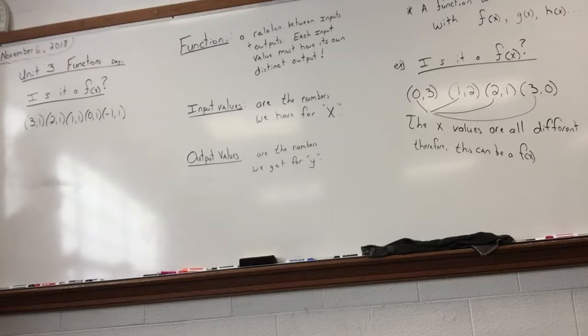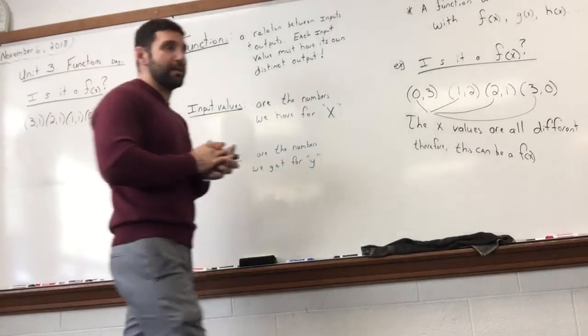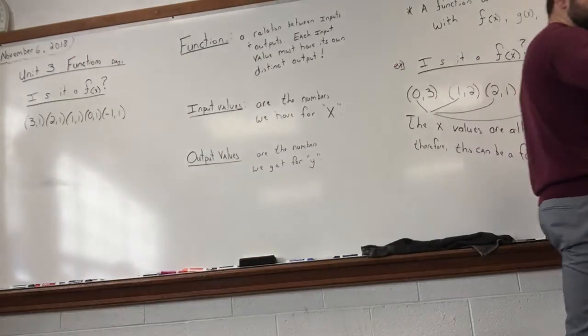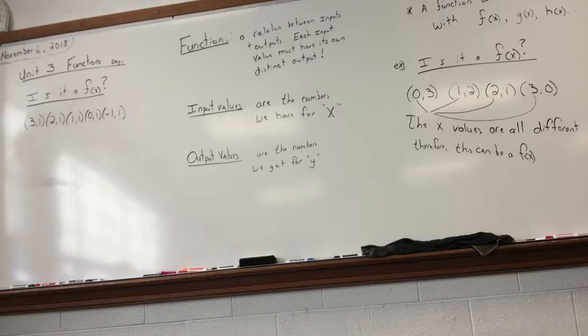Okay. So, here's my points that I have: (3, 1), (2, 1), (1, 1), (0, 1), (-1, 1). Write those down. What's your question? So if there's one that's not a function, or is the whole thing just wrong? Correct, we're just looking for that. As soon as the x values aren't all different, then it is not a function.